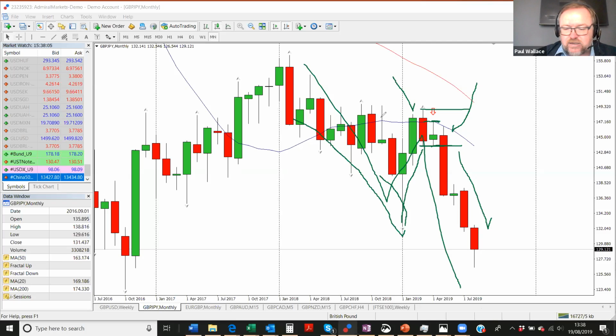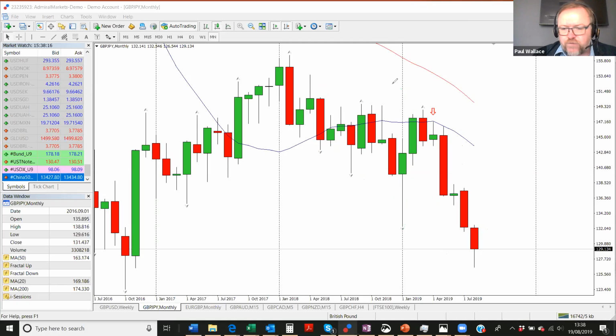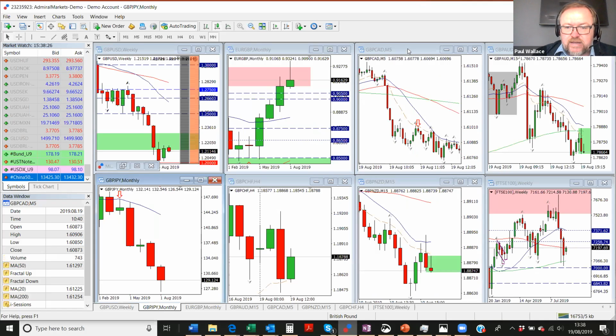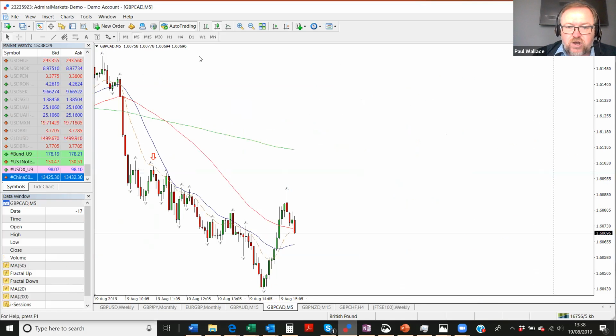So, as I said, these show up across all time frames. It's about being able to recognize them and add them to your own trading inventory. That was the pound against yen. Let's look at some of the others. Let's go to the other end of the spectrum with the pound against the Canadian dollar here. Let's just move this out of the way so we can have a little look.